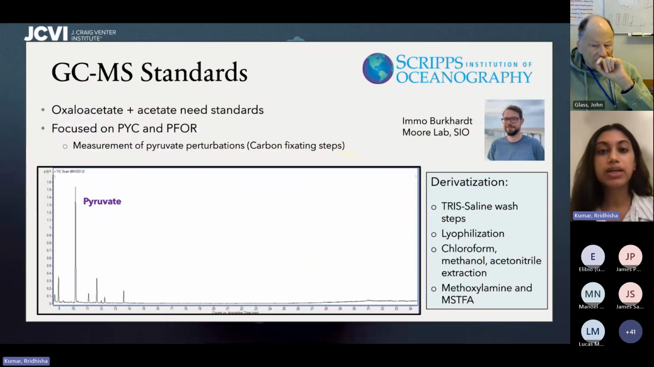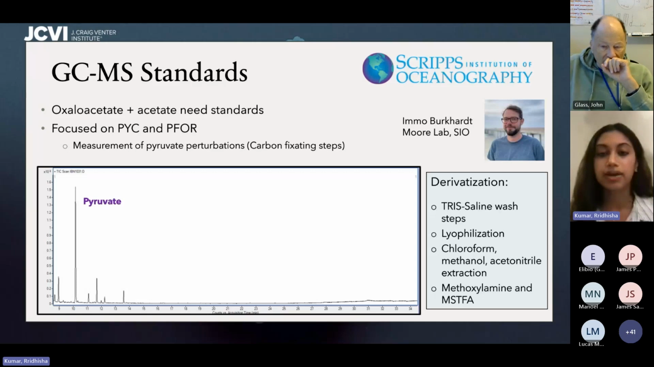So for GCMS, we went to the Scripps Institution of Oceanography, and we had the help of Dr. Immo Burkhardt at the Moore Lab. For the first step of GCMS, we need to run standards to see where the peaks of our compounds are. Unfortunately, oxaloacetate and acetate proved difficult to use on the machine using the derivatization protocol created by Dr. Burkhardt on the right. So instead, we decided to focus on the pyruvate steps, which involved the enzymes PYC and P4. These are the carbon fixating enzymes, so we thought it was better to measure the pyruvate perturbations and at least make sure that the fixation steps were working correctly.